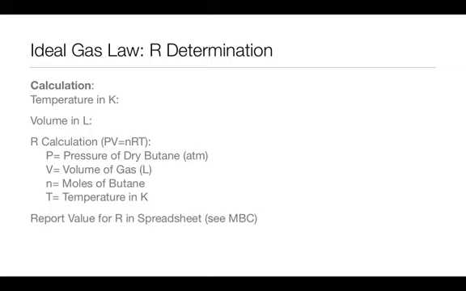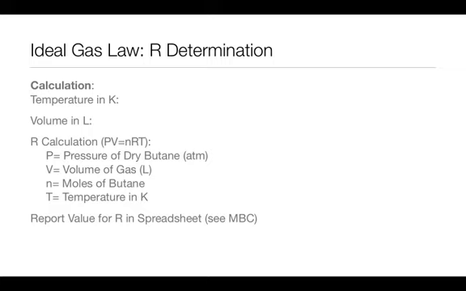We have the pressure of our dry butane. That's going to be our P in the equation. We know the volume of the gas. We're going to use the liter volume and plug that in. We know the moles of butane, and we also have the temperature. Plugging those four variables in, we would be able to calculate for the value of R.